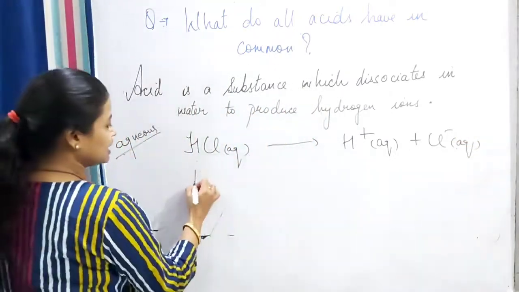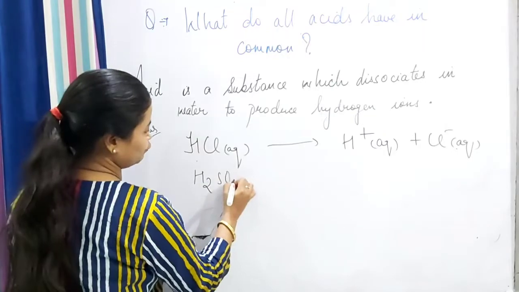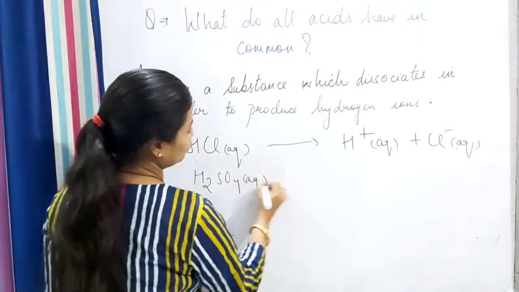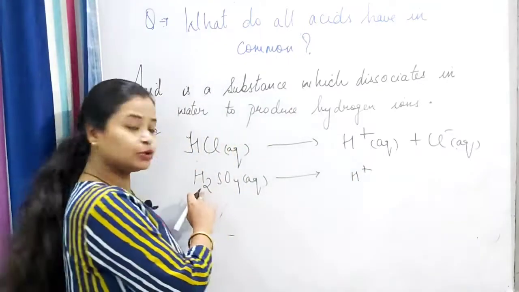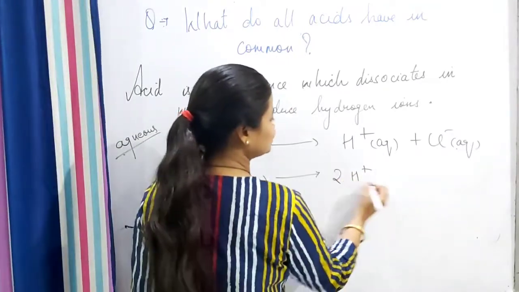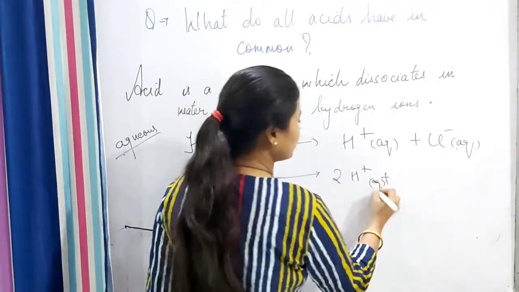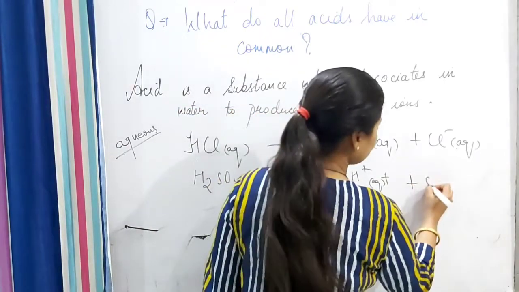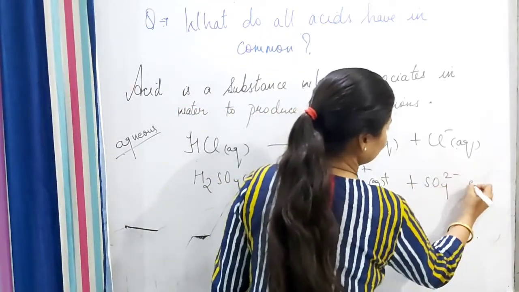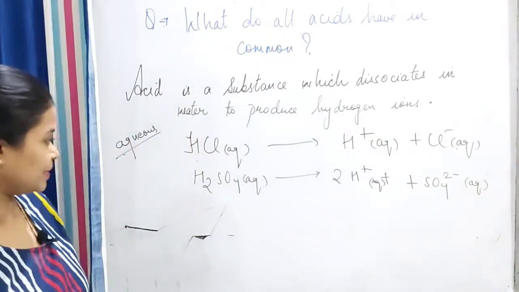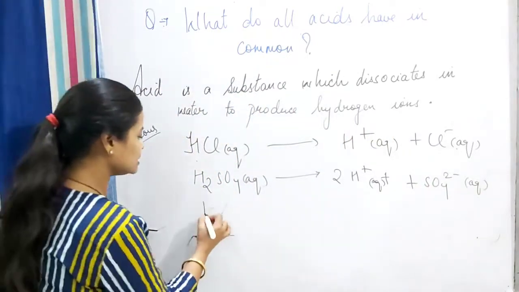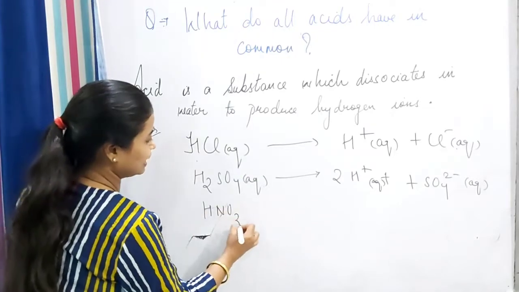Let us take another acid, H2SO4. H2SO4 भी क्या देगा? H plus, पर यहाँ पे 2 है तो हम 2H plus लिख रहे हैं, aqueous solution में, और SO4 2 minus, sulfate ion. सबको ये ions पता हैं, तुमने 9th में पढ़ा है. Then the next one is HNO3, nitric acid.